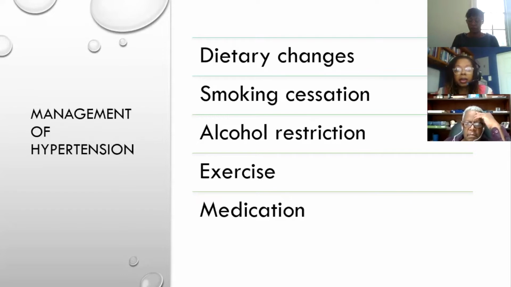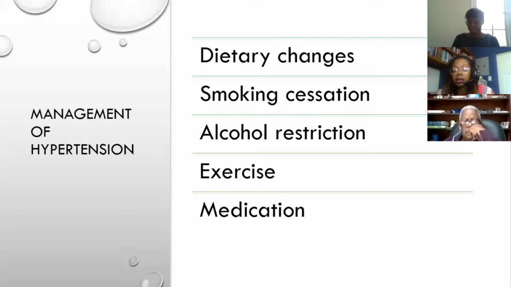The management of hypertension is multifold. So we emphasize dietary changes, especially low salt diets, and this is the standard. We recommend this for everyone. Reduce your salt in your diet because this helps to reduce the hypertension. We're very salt sensitive, especially as Black people, we're very salt sensitive. So dietary changes are suggested.